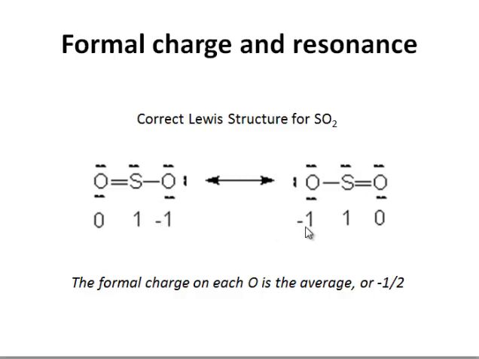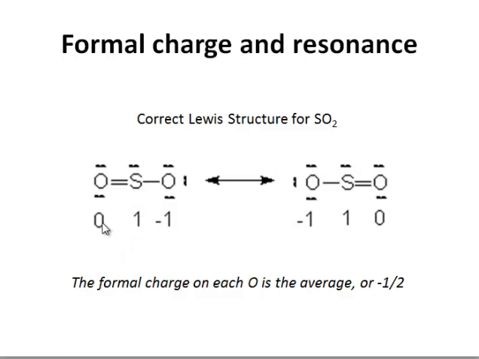Likewise, if you assign formal charges to this resonance structure, this oxygen has a negative 1 charge, this sulfur has a positive 1 charge, and this oxygen has a formal charge of 0. Again, these are all formal charges. In both resonance structures, the sulfur has a formal charge of 1, so that is its formal charge for this Lewis structure.